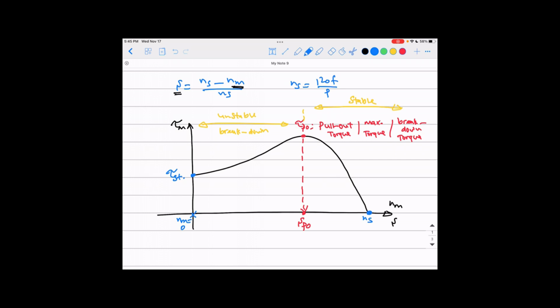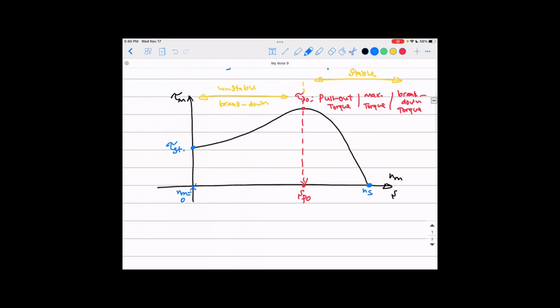So the point corresponding to zero torque means your mechanical speed equals the synchronous speed. That's why this value equals the synchronous speed. And this corresponds to a slip equal to 0, because if the mechanical speed equals the synchronous speed, that means the slip equals 0.